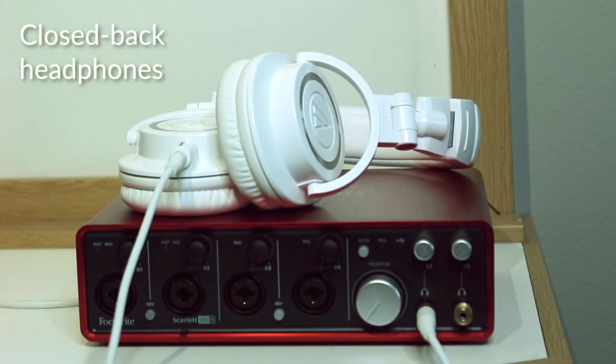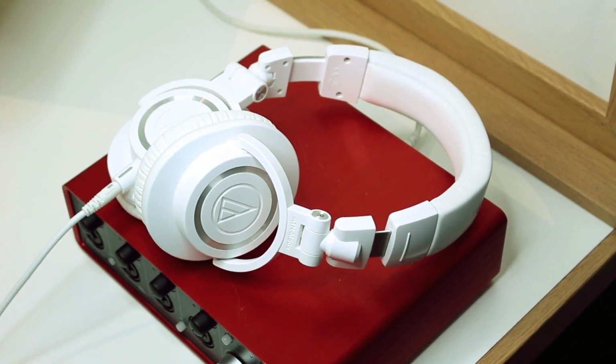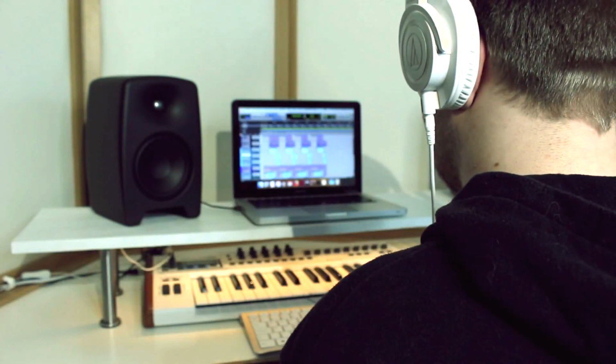These are called closed back headphones, meaning that they block or isolate outside noise. These types of headphones are fantastic for studio use because your music won't leak out of the headphones when you're recording. They're also really comfortable.